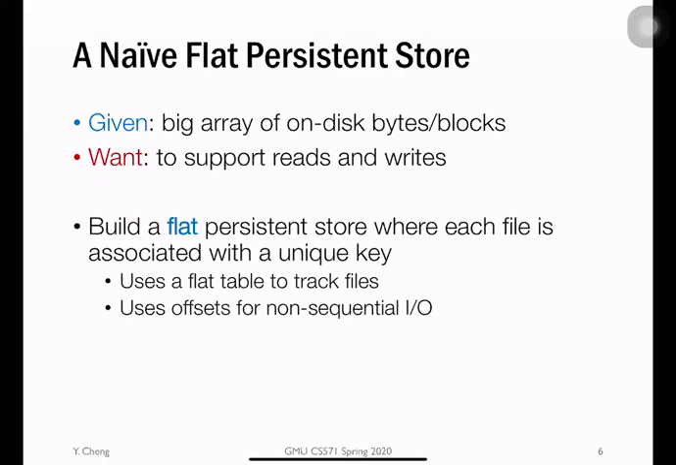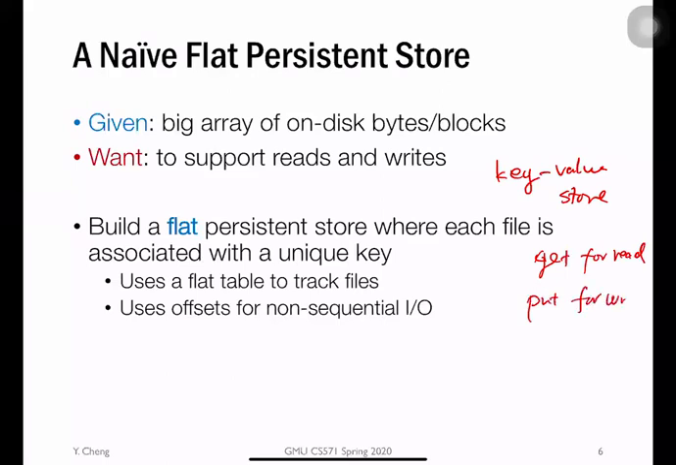So we could just straightforwardly build a flat persistent data storage, for example, a key value store, that just exposes simple get and put APIs. Get for read and put for write. Each file is simply associated with a unique key, and this key would be used as input of a hash function, and the result is a hashed value that is used to internally index a particular file. So you could use a flat table, for example, a hash table, to keep track of the files.